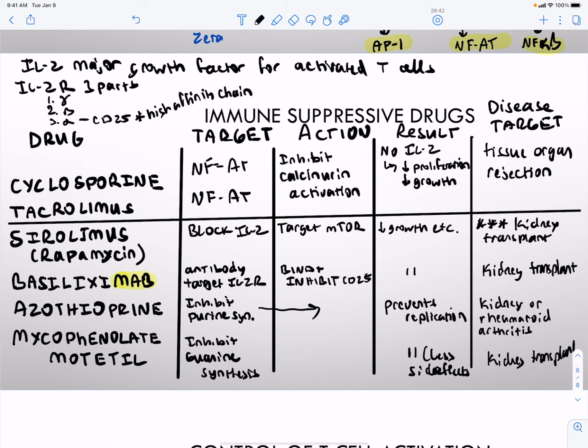So this is kind of the same. Okay. And so you can see that our immune suppressive drugs are targeting a lot of the pathways that have to do with T cell either activation or replication or proliferation and expansion and growth.